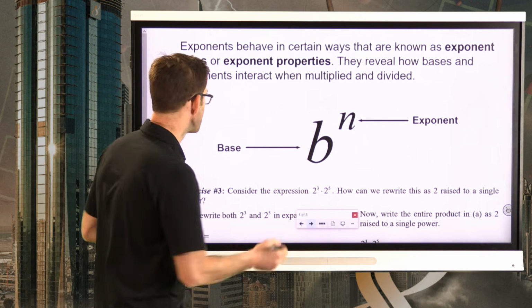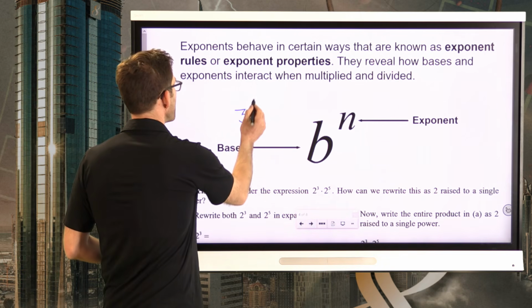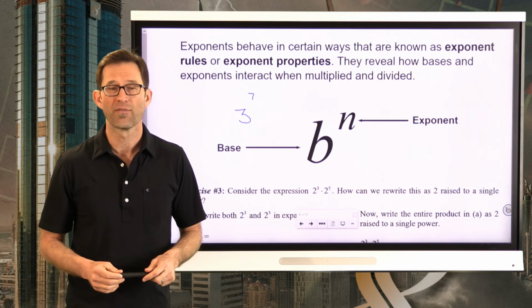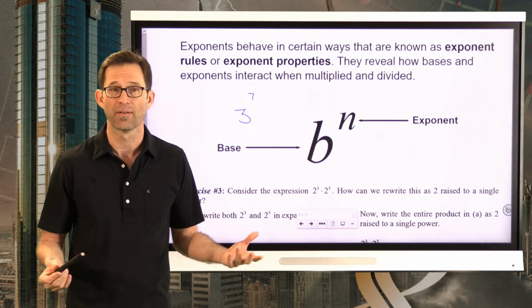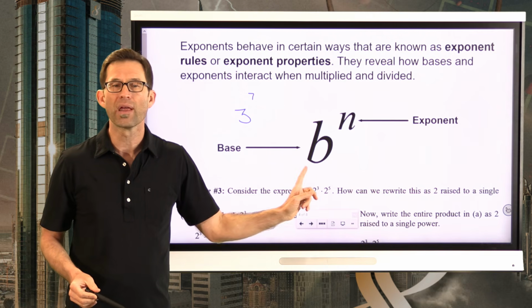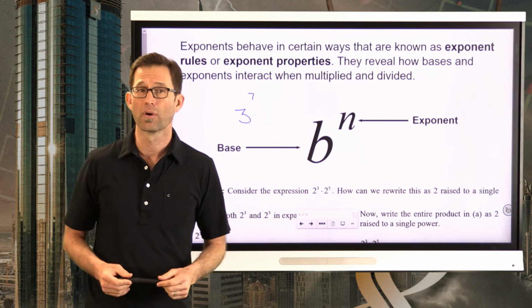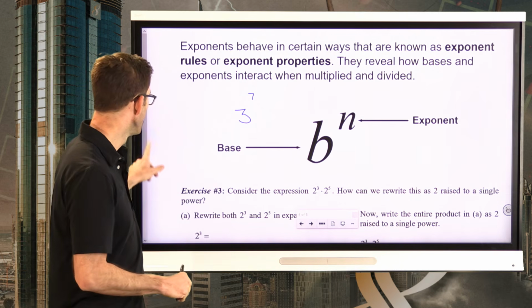So literally, if I had something like 3 to the 7th, and I said, what is the base? You'd say 3. And if I said, what is the exponent? You'd say 7. So it's important to know that the number down here is called the base of the exponent, and we will use that term quite often. So just make sure to know it.